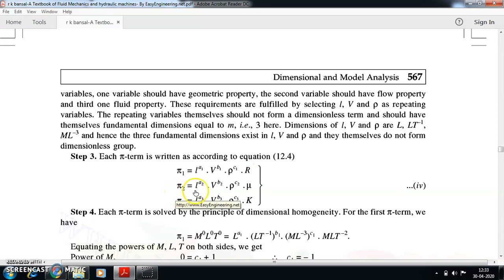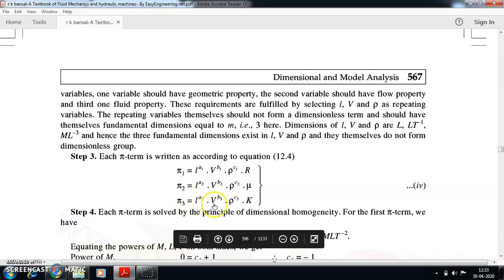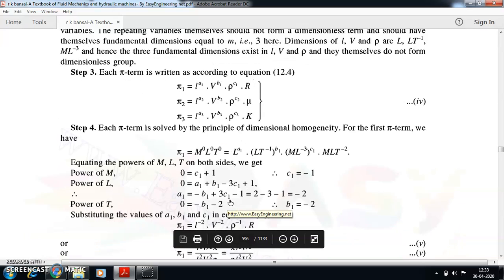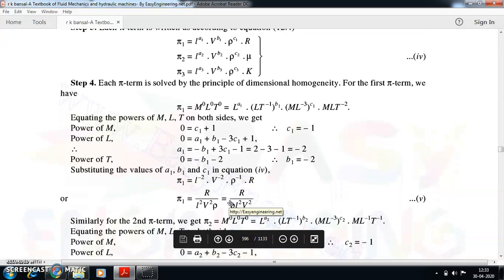Similarly, in pi 2, the remaining one is mu, and a2, b2 and c2, you should be very careful with these powers. Similarly pi 3, L, V, rho with a3, b3, c3, into K, which was remaining, the bulk modulus. So I have included all the 6 variables in the pi 1, pi 2, pi 3 terms. Step 4, we have to check the homogeneity.